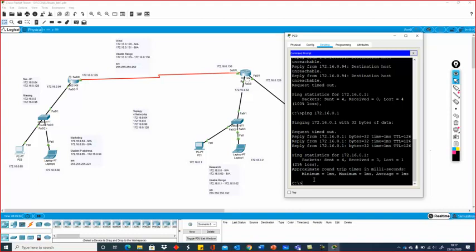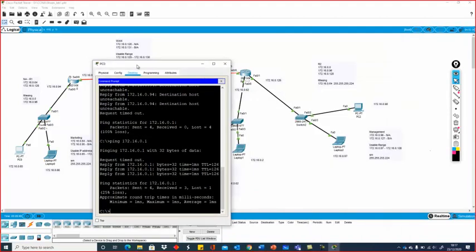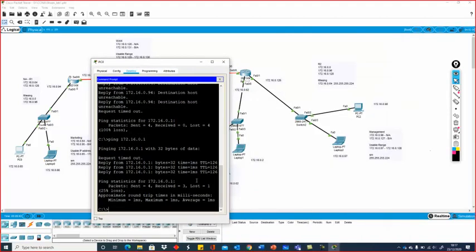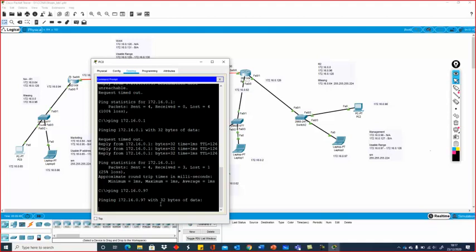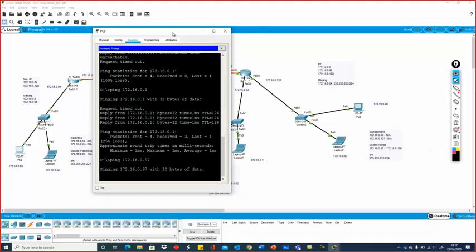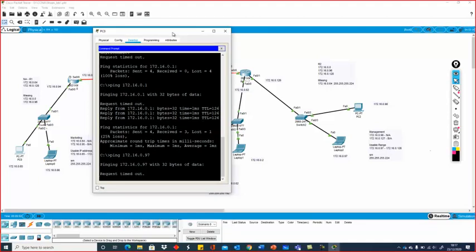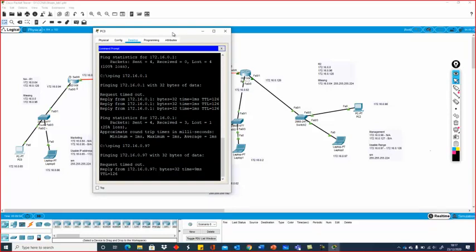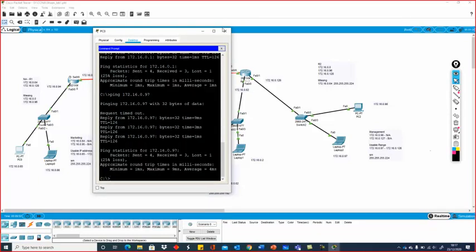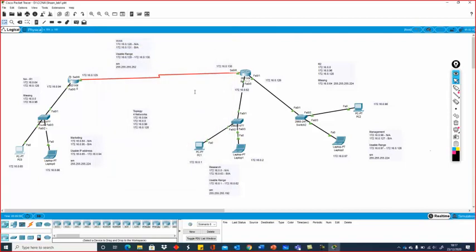Don't forget that we had to do routing for it to work because they were not on the same network. If we try this one also, it should work now. So ping 172.16.0.97. Yeah, it's correct. It's working now.